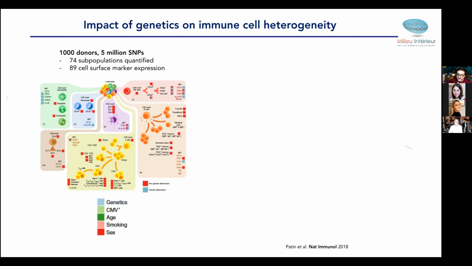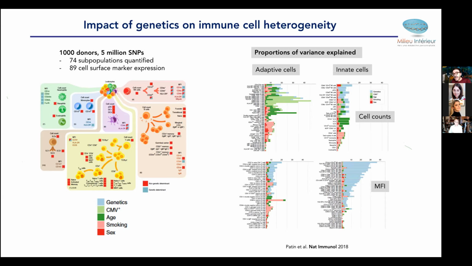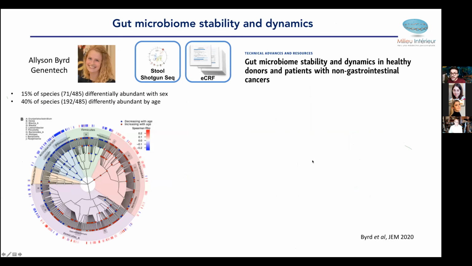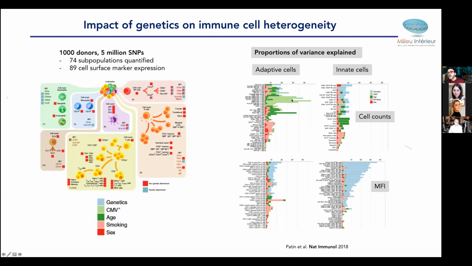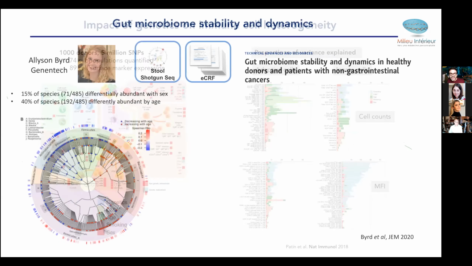The genetics of the host, chronic CMV seropositivity. CMV stands for cytomegalovirus. Many of us are infected by this chronic virus. We don't even know that. Age, smoking status, and sex. And basically, forget about this complicated plot, but what we show is that while genetics, here in blue, will mainly affect variation of innate cell types, non-genetic factors, like sex and age, are going to affect variation in adaptive cell types, the ones that take the memory, basically.